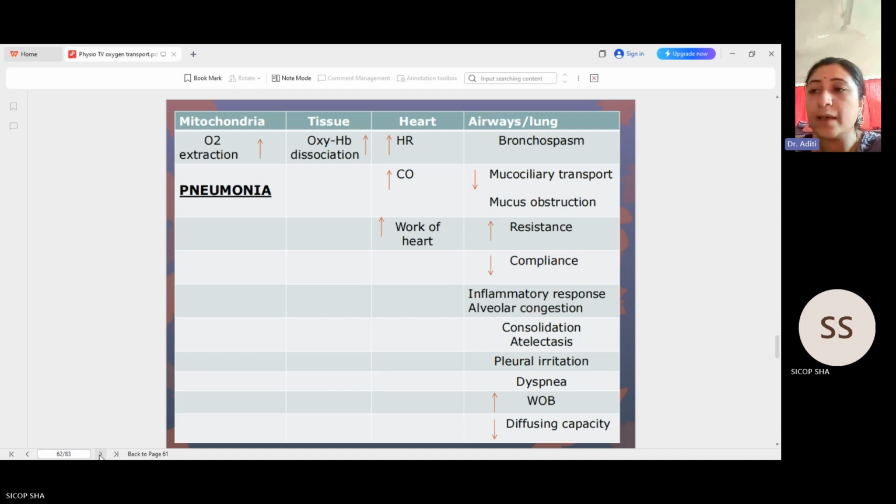In case of airways and lungs, there will be bronchospasm. The mucociliary transport also will slow down.